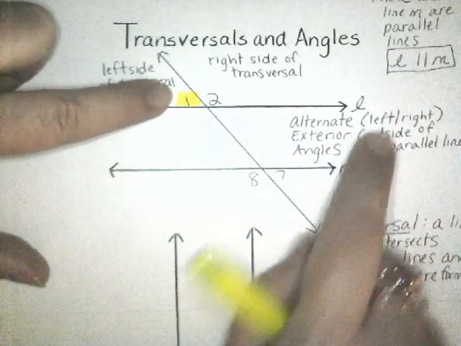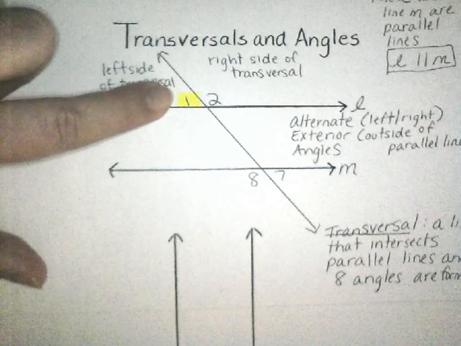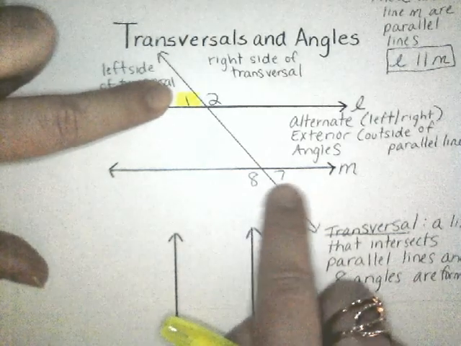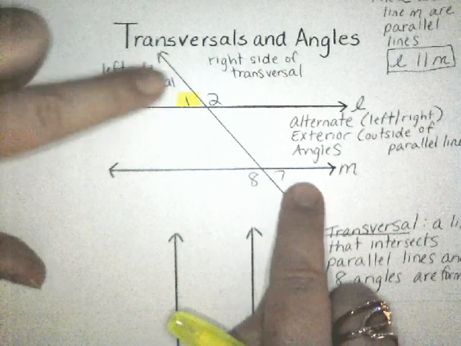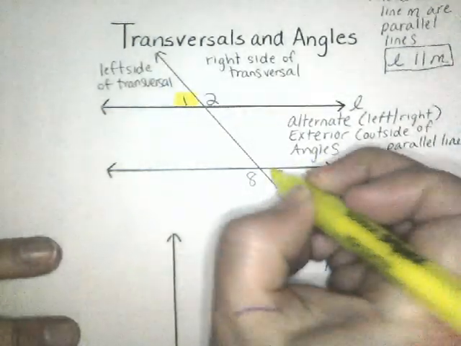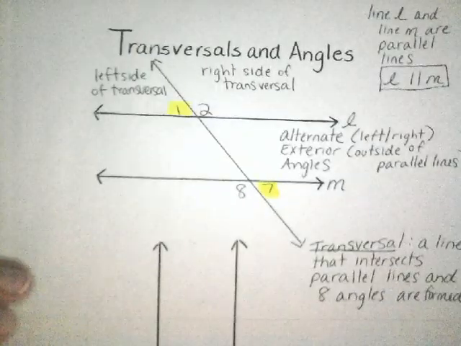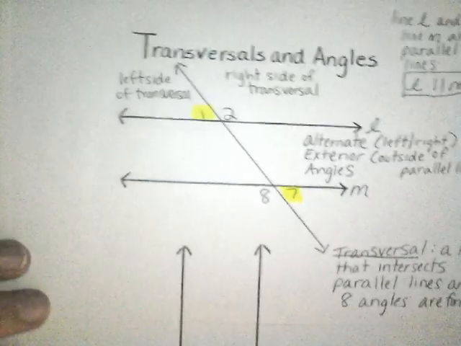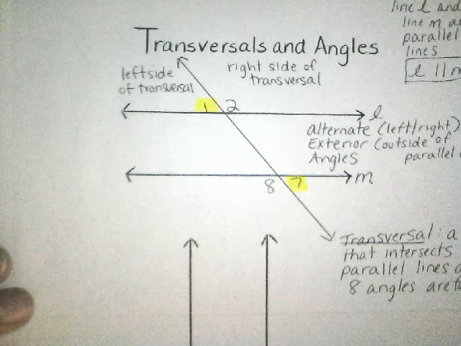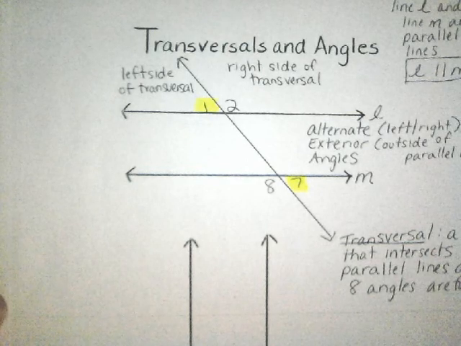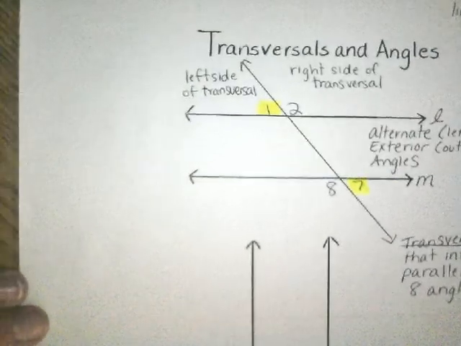So as you can see here, parallel lines L and M, there's these angles, 1, 2, 7, and 8. Are they interior or exterior? 1, 2, 7, and 8. Compared to the parallel lines, are 1, 2, 7, and 8 interior or exterior? Adriana? Exterior. Very good. So they're exterior.